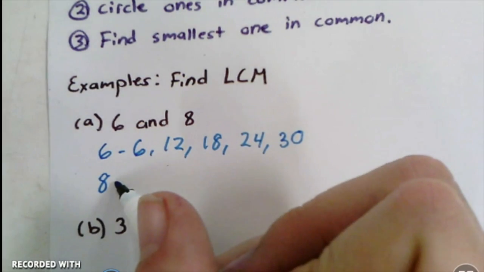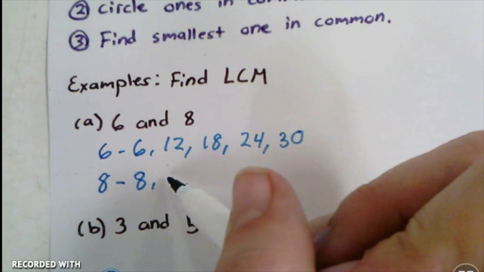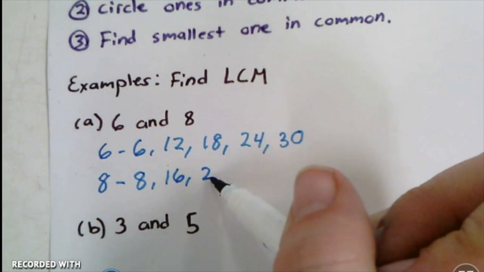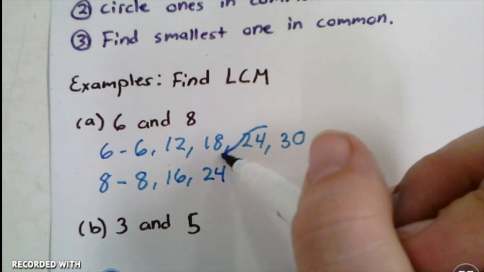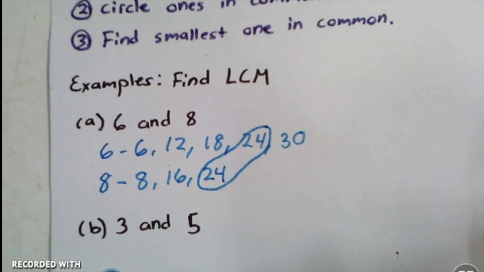Now let's do the ones for 8. 8 times 1 is 8. 8 times 2 is 16. 8 times 3 is 24. Oh. So really, as soon as you find one they have in common, you can stop.